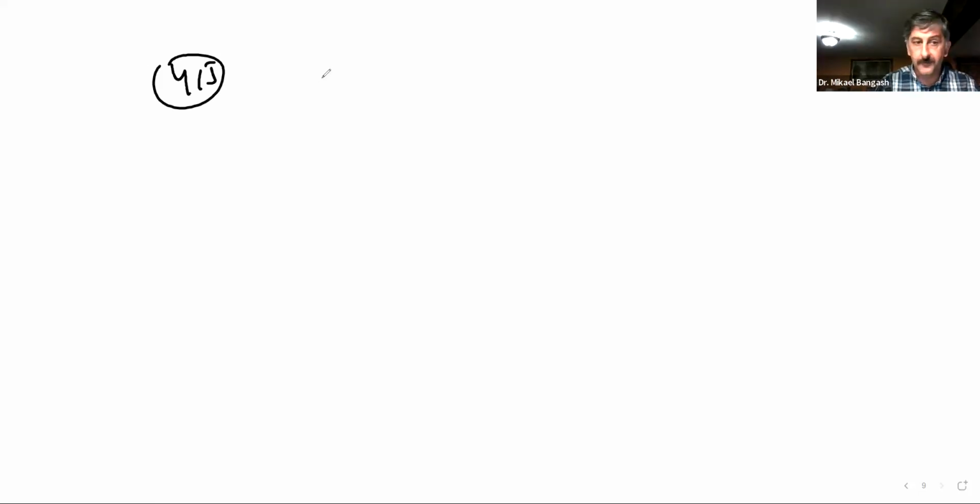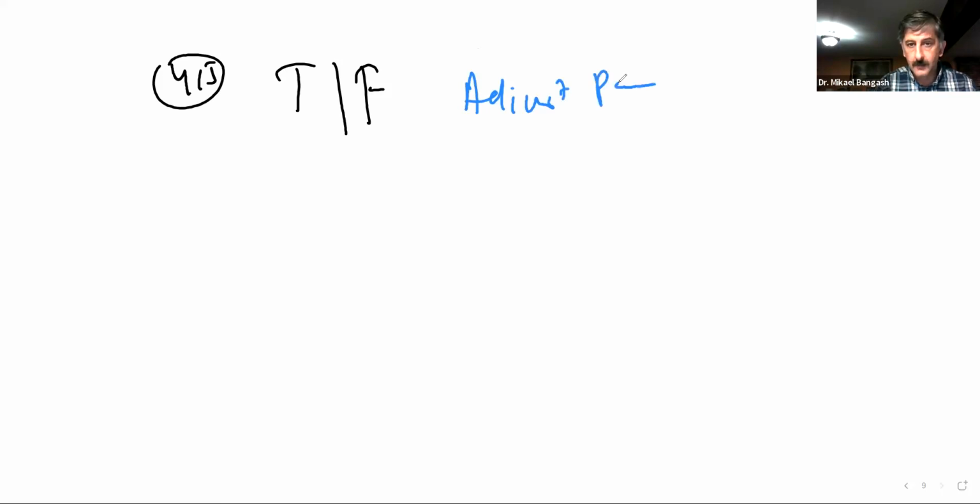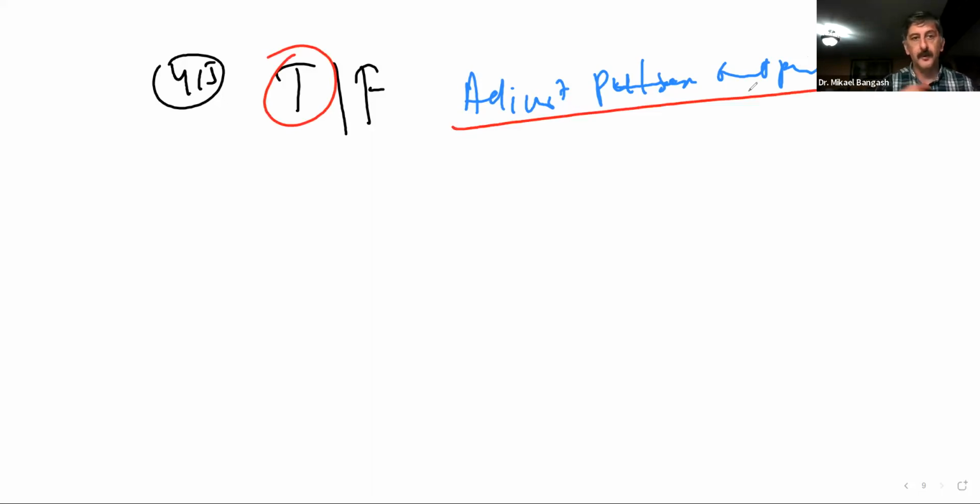Now, is it true or false to say that we can adjust power output or pulsar output? Could we adjust that? Of course we can. So your pulsar output, power output, transducer output, output energy, transmitter output, output gain, all of those could be adjusted. So that makes it true.